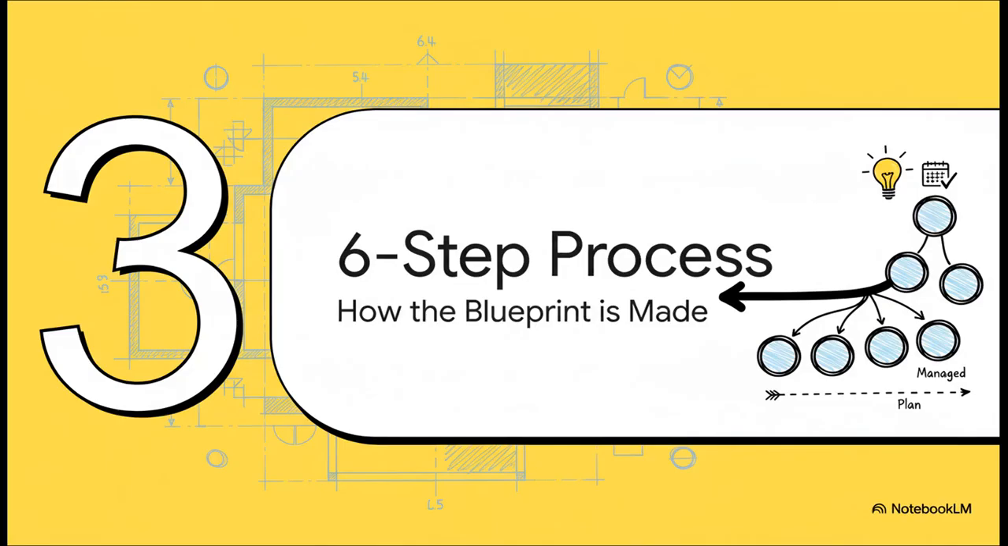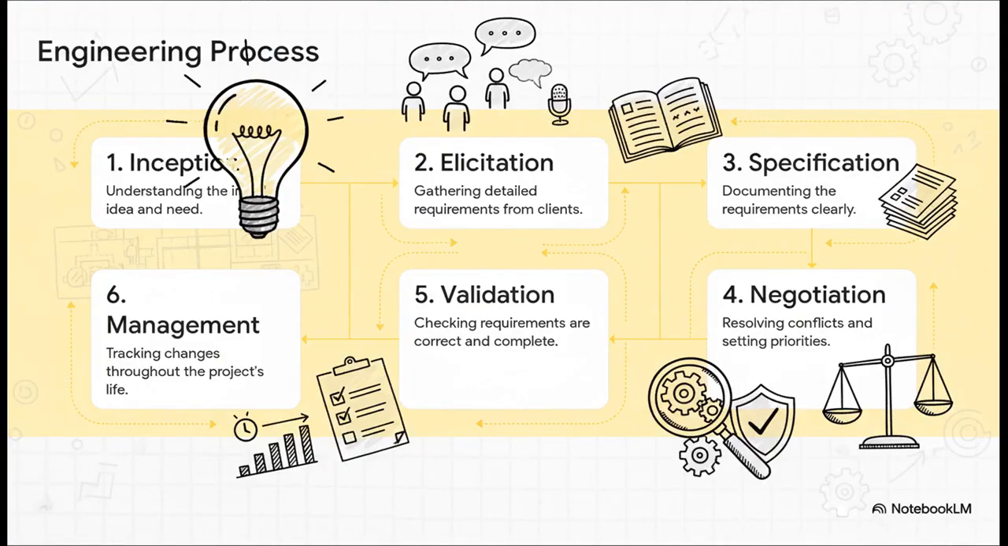Okay, so we've covered what makes a requirement good. But how do we actually make the blueprint? Well, there's a pretty logical 6-step process that gets us from a vague idea to a solid, manageable plan. Let's walk through it. So the whole journey kicks off with Inception. That's just understanding the basic idea. Then we move into Elicitation, which is a fancy word for gathering all the details from everybody.